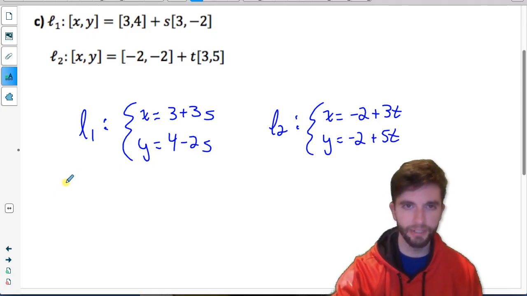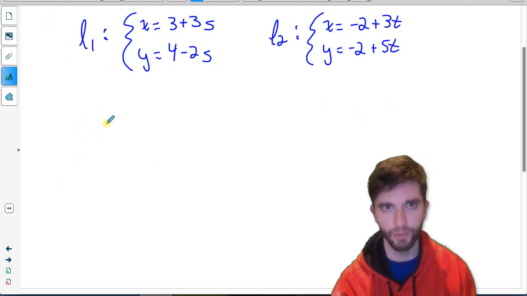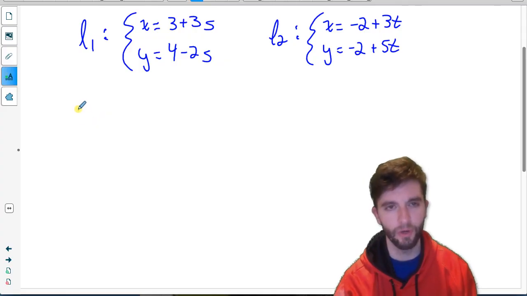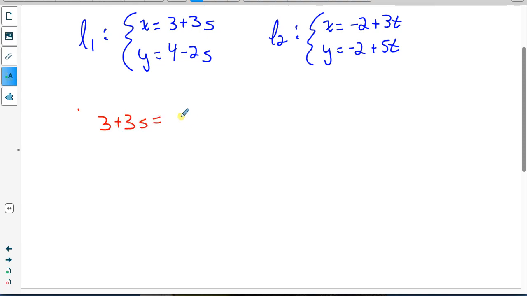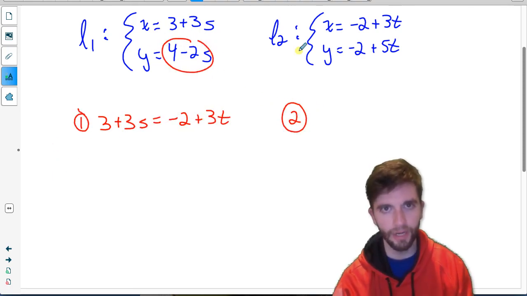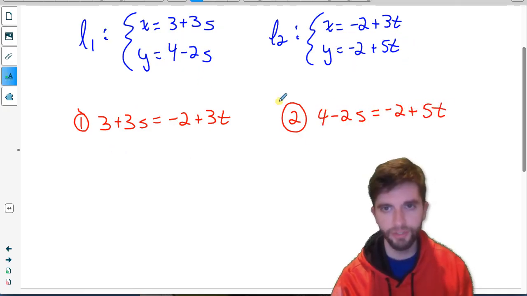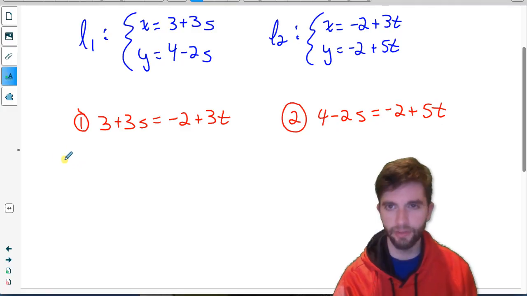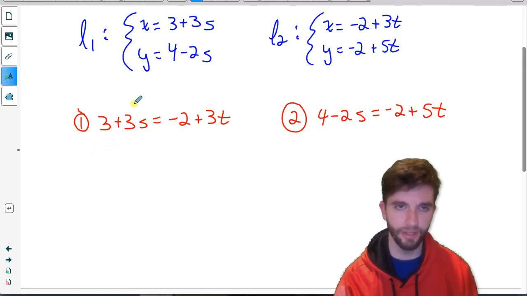And once you have the parametric equations, we can equate the x variables and equate the y variables and get two equations. So I will equate the x variables. And now I will equate the y variables. And once you have two equations that each have two variables, we could solve for those variables using substitution or elimination. I'm going to do elimination, so let me rearrange these so the variables are on one side and the constant is on the other.